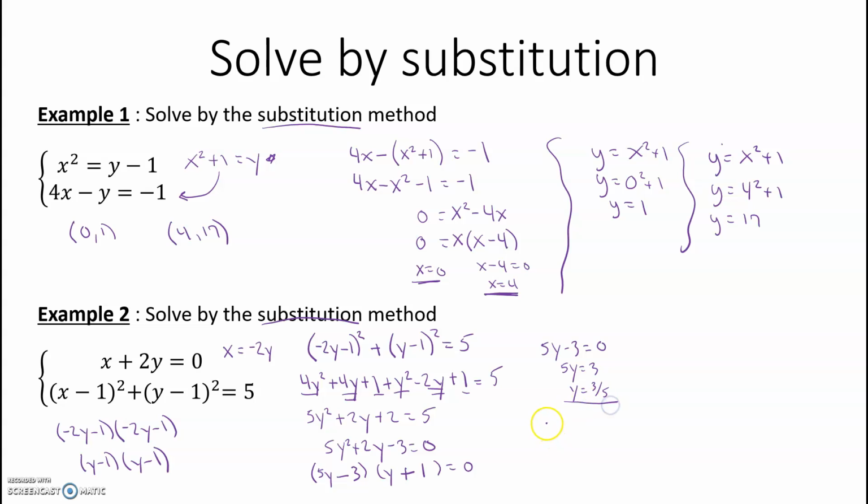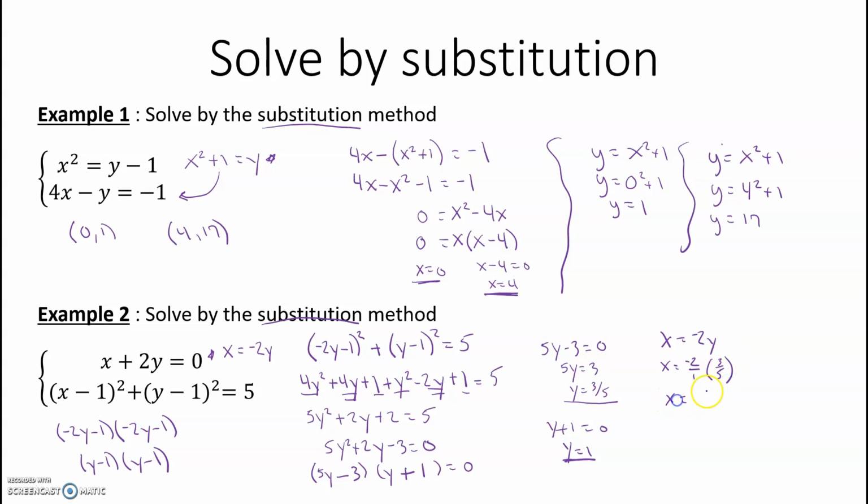And the other one is y plus 1 equals 0. So y equals negative 1. So there's our two y terms. And we're going to go back in. I'm going to plug it into the nice x equals equation. So we have x equals negative 2y. So x equals, we'll plug in the 3/5. So I'm going to write this as negative 2 over 1 times 3 over 5.